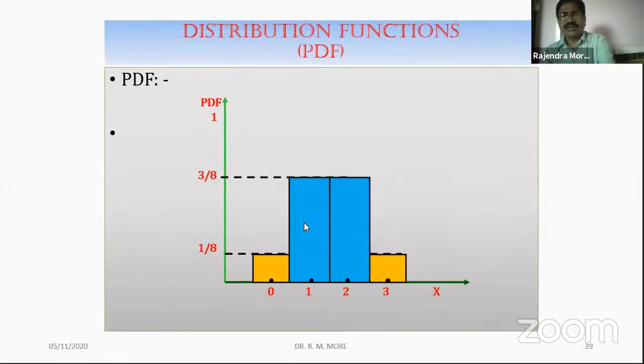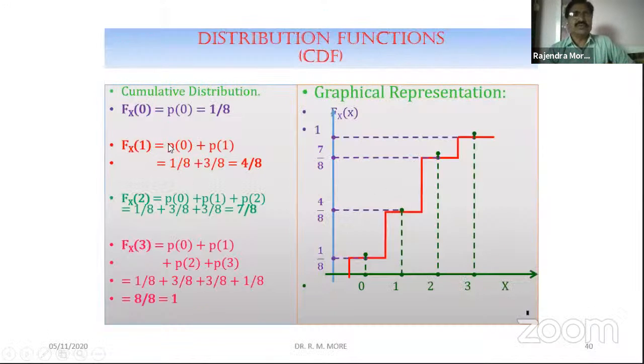If we are asked to calculate the cumulative distribution, then we are going to add, to cumulate. P0, of course, is 1/8. Then what is P1? 1/8 plus 3/8, that is 4/8. See here, this is the calculation made. Then for 2, P0 plus P1 plus P2, 7/8. And for P3, P0 plus P1 plus P2 plus P3, all are added, 8/8, that is 1. So if we plot, then this is 1/8, then 4/8, then 7/8, and finally it will be 8/8, which means 1. So this is the cumulative distribution function.